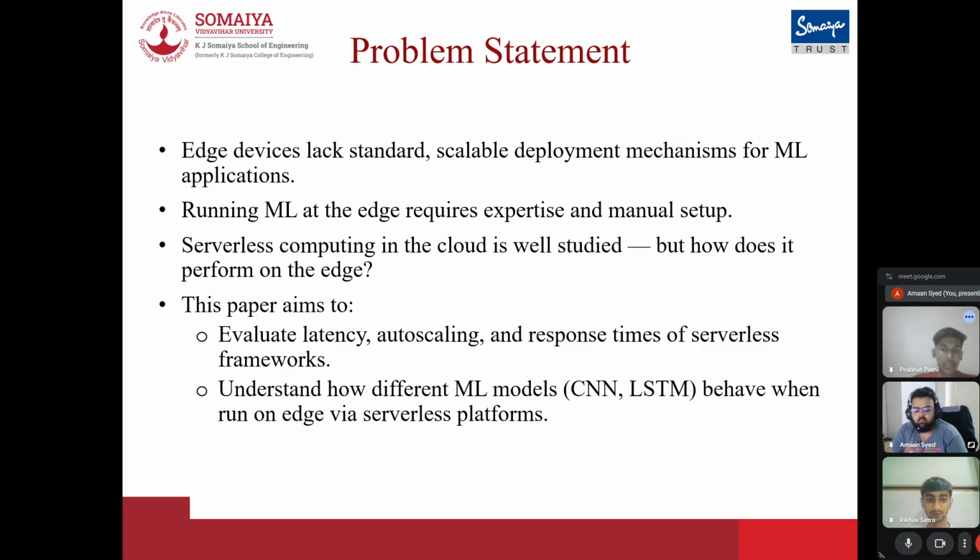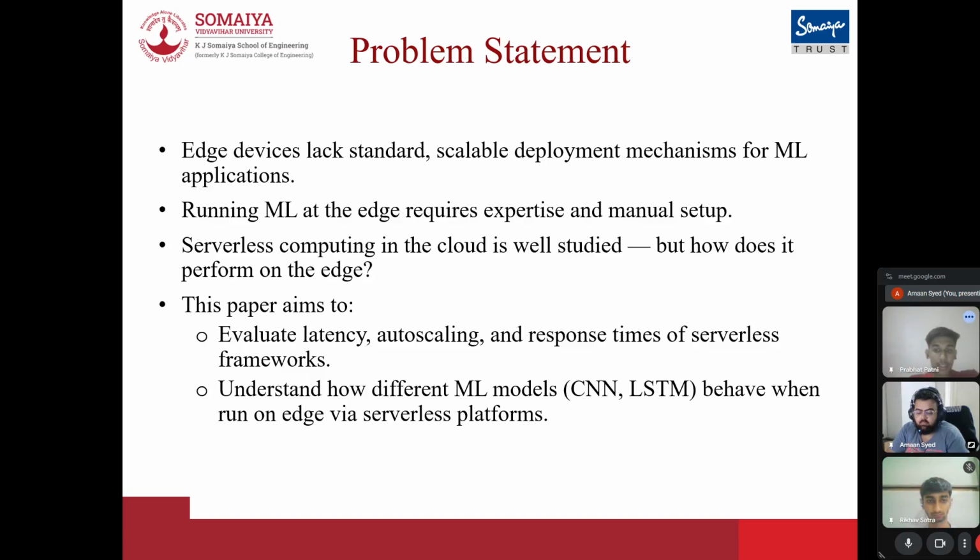In the problem statement, as explained by Rikhav, running machine learning on edge devices poses significant challenges. There is no standard, scalable way to deploy ML models across heterogeneous edge nodes. Typically, engineers have to use ad hoc manual setups that require deep expertise in both ML and hardware. In contrast, the cloud has embraced mature serverless platforms. However, it remains unclear how well these cloud-based serverless frameworks perform when deployed at the edge.